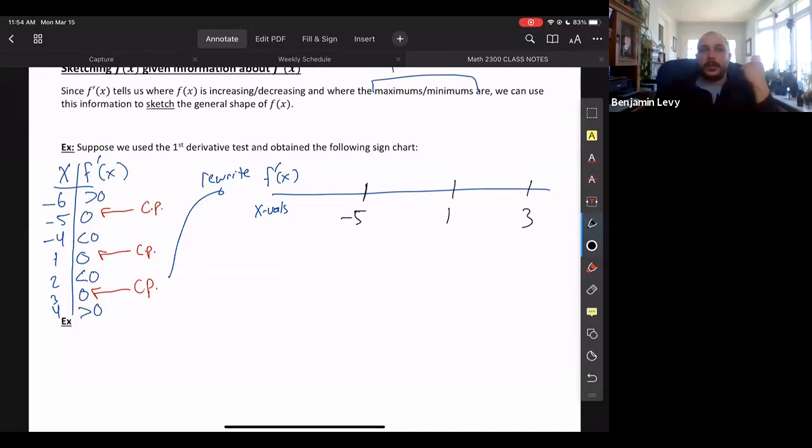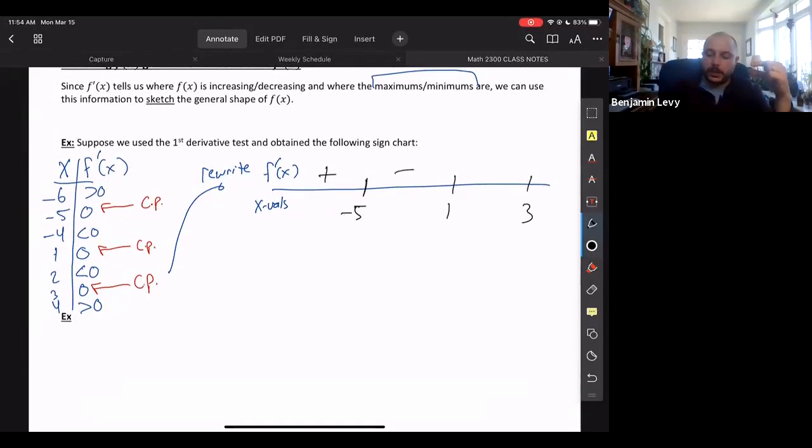And what we just did is we learned increasing, decreasing between each one of those points. To the left of it, the first derivative was positive, which meant it was increasing. Between -5 and 1, it was negative, which meant it was decreasing. Between 1 and 3, the derivative was negative, which also means it's decreasing. And then past 3, it was positive, which means it's increasing.